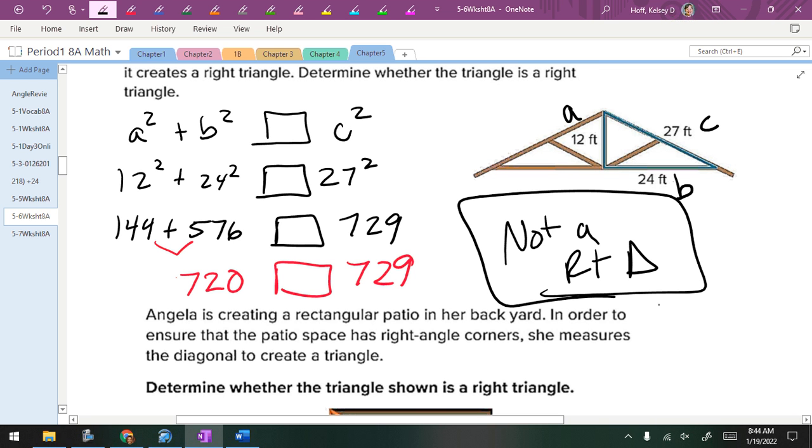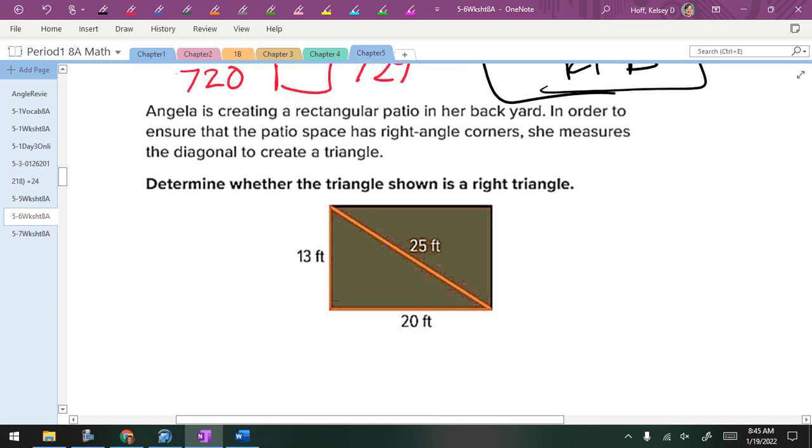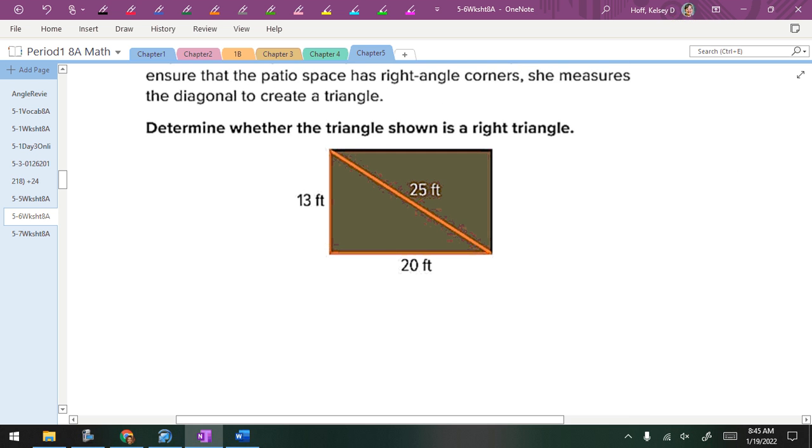Okay, do the next one. Angela's creating a rectangular patio in her backyard. In order to ensure the patio has right angle corners, she measures the diagonal to create a triangle. Determine whether it is shown to be a right triangle. Pick A, B, and C and determine whether or not you have a right triangle.